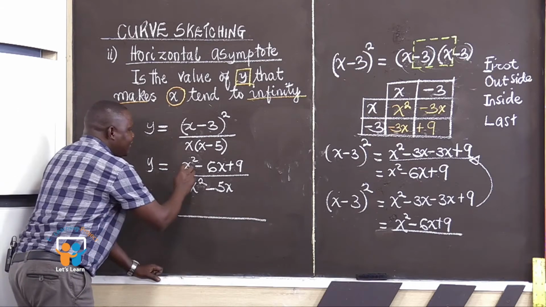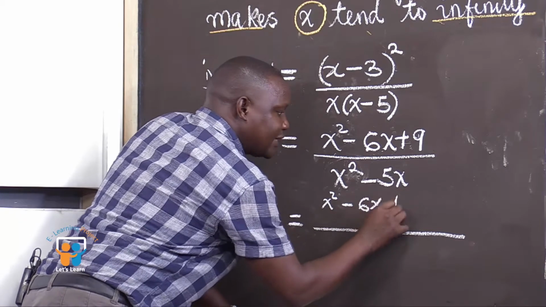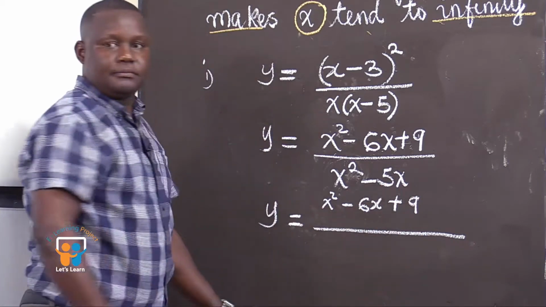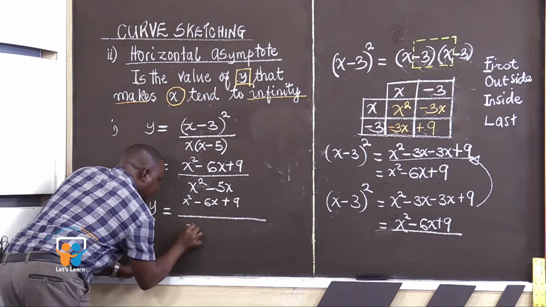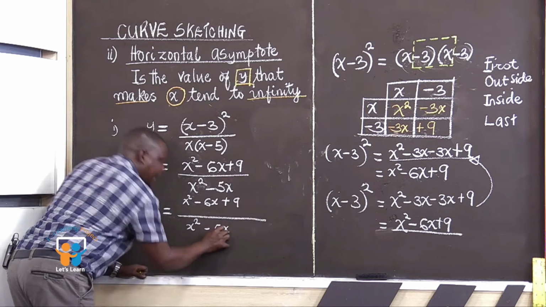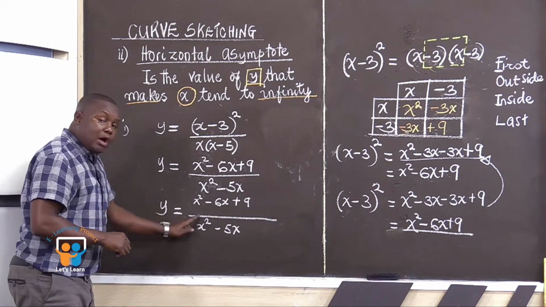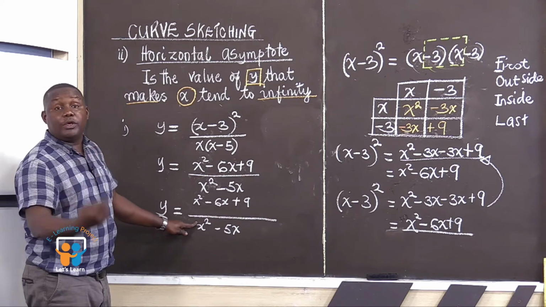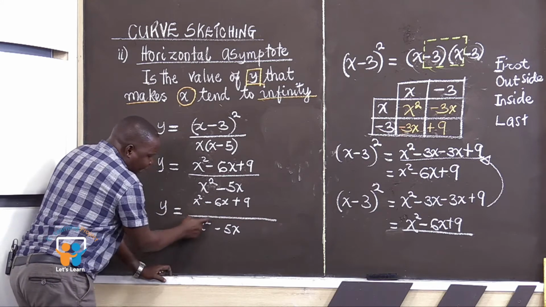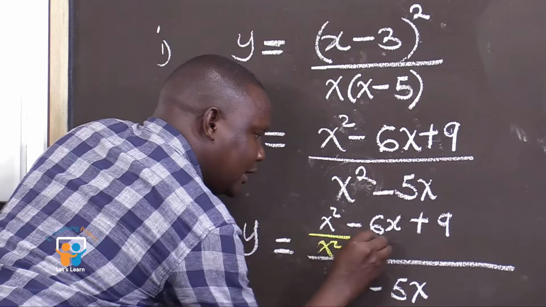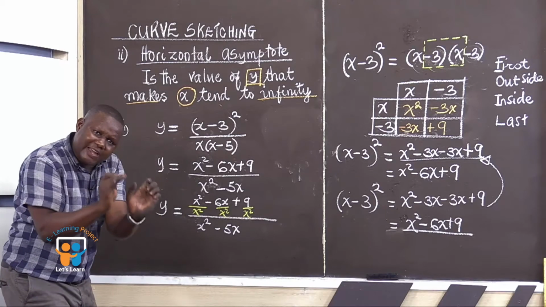Now let's go. We have the numerator x squared minus 6x plus 9. Now remember, we are having also the denominator x squared minus 5x. We are going to divide by this one throughout because we first ascertained that we are dealing with a proper fraction, a rational proper function. So I'm going to divide throughout by x squared, each of the terms of the numerator.